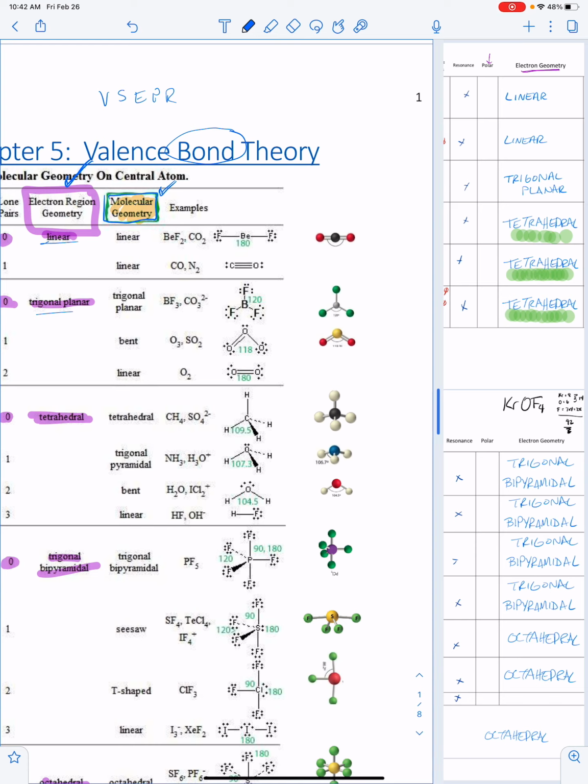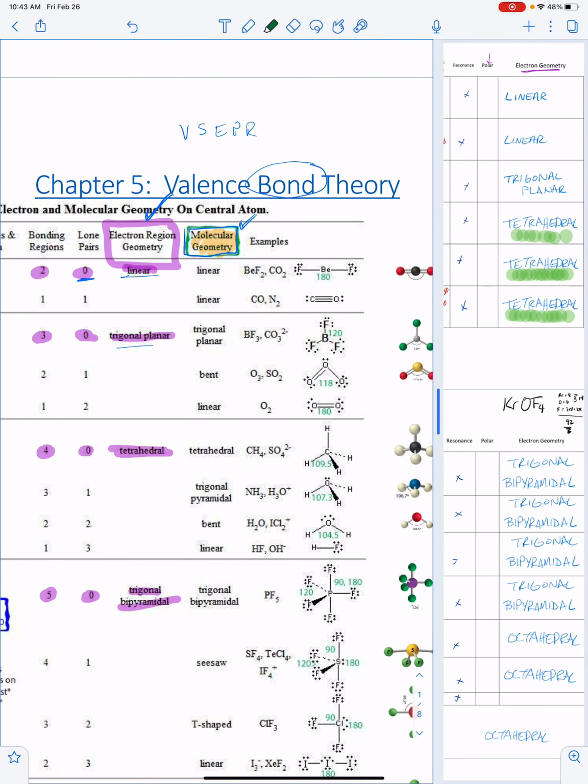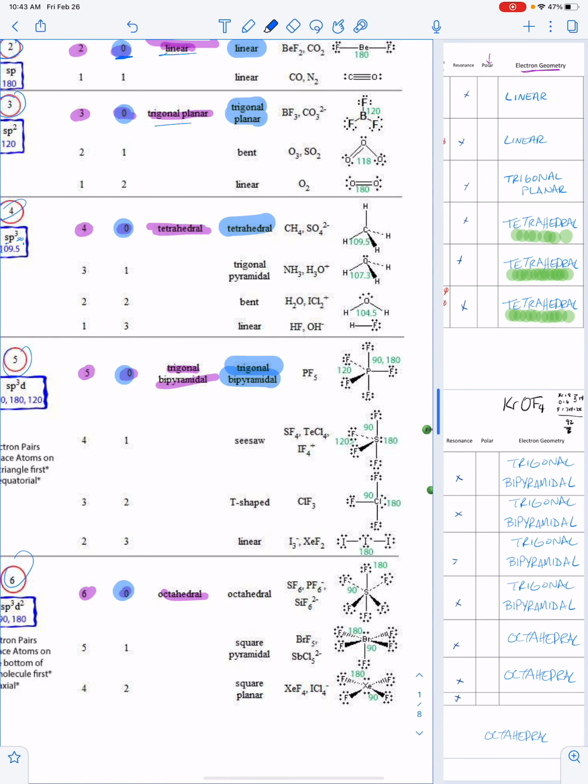So the molecular geometry does not change anything if there are no lone pairs. So you'll notice in this situation, when you have no lone pairs, the name is the same. It's still called linear when there are no lone pairs. Again, no lone pairs, it's still called trigonal planar. No lone pairs, still called tetrahedral. No lone pairs, still called trigonal bipyramidal. No lone pairs, still called octahedral. So that part of it's easy. That part didn't change. At least we're using some of the same names.